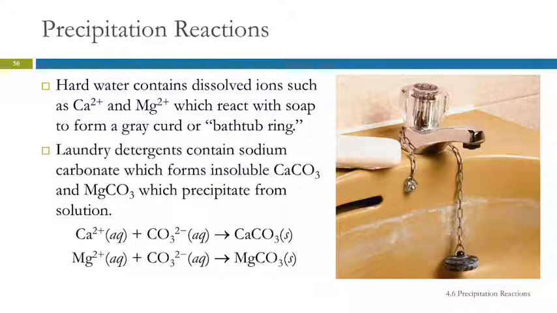So tap water is going to have some calcium and magnesium ions. If it has a lot of them, it's called hard water, and if it doesn't have very many, it's called soft water. So hard water has magnesium and calcium.